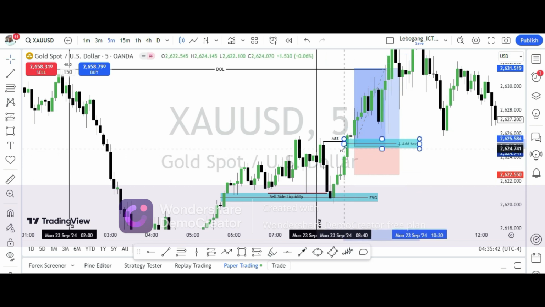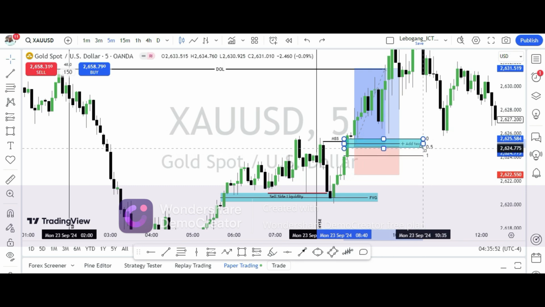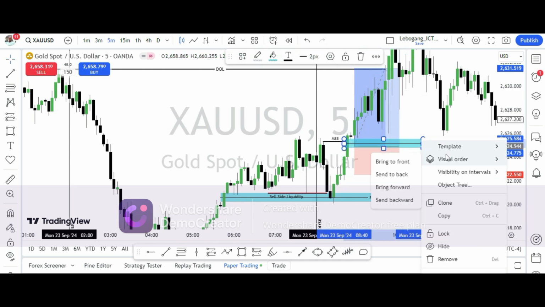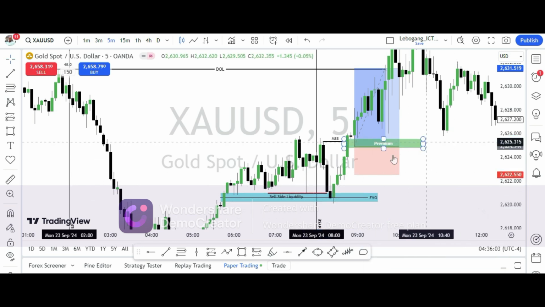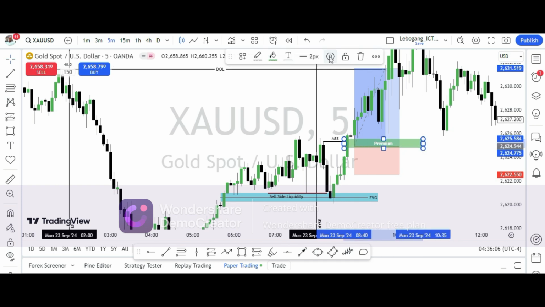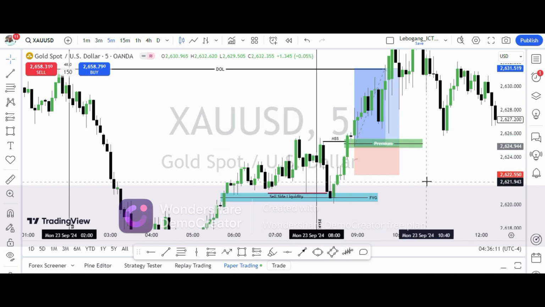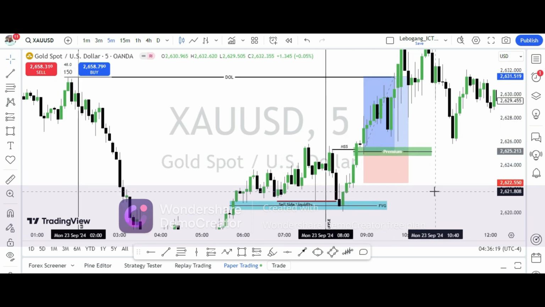So we're gonna use this. This is the 50% of the fair value gap. So now we already know that price is going up. So now we just want price to respect this premium level of the fair value gap. This is the upper part of our initial fair value gap. So we want price to touch the 50% of our premium level of the fair value gap. It touched it and then it went up.